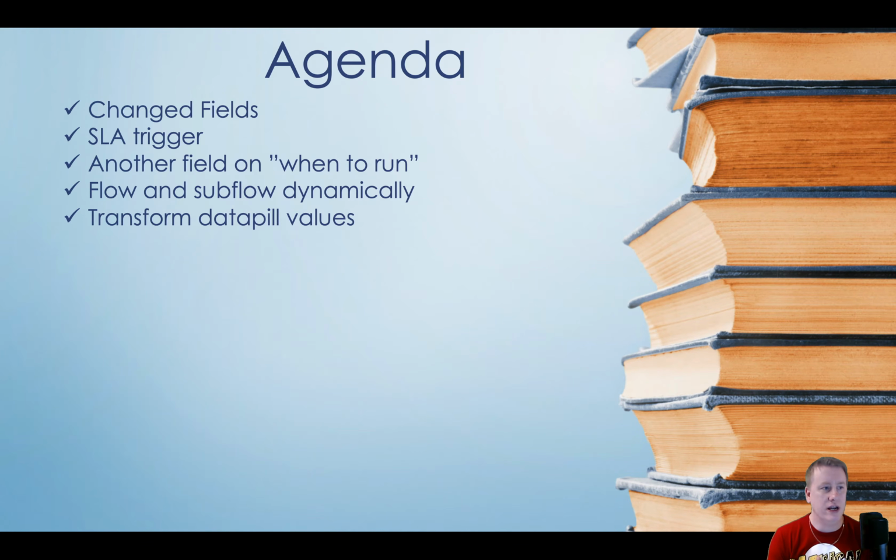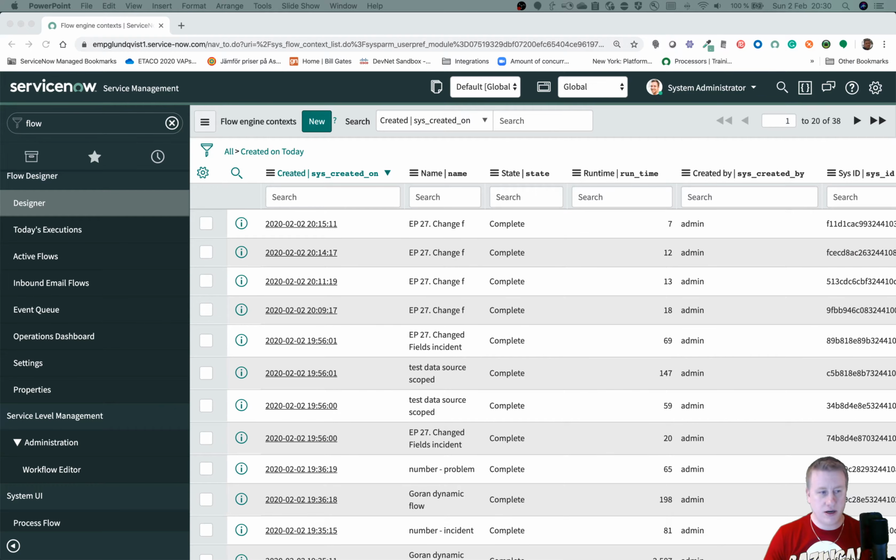What we're going to do today: we're going to look at five things. Changed fields, what they are, the SLA trigger, another choice on when to run, something called dynamic flows, and then the transform functionality on the data fields. So let's jump in.